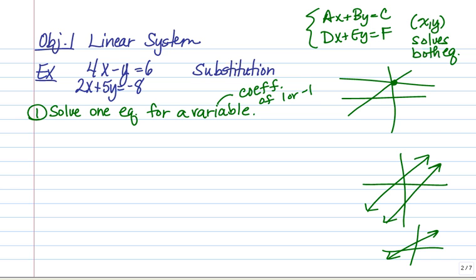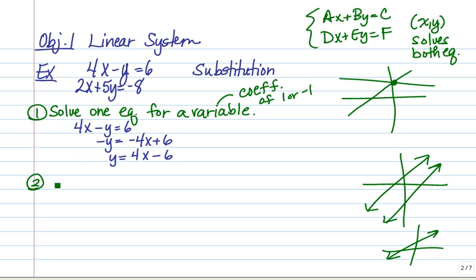So in the first equation, 4x minus y is equal to 6, we can solve that for y because it has a coefficient of negative 1. If we subtract 4x from both sides, we would get negative y is equal to negative 4x plus 6. Divide everything through by negative 1 to get y is equal to 4x minus 6.